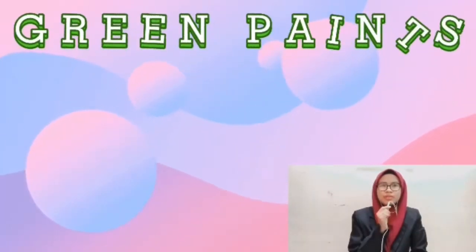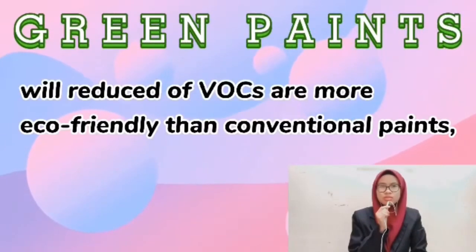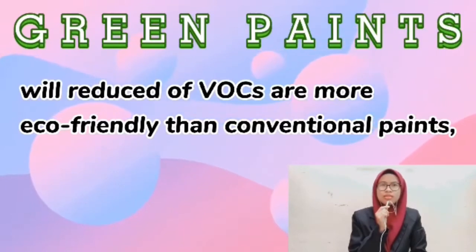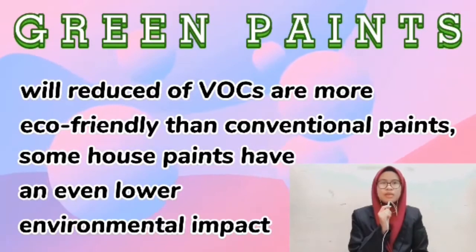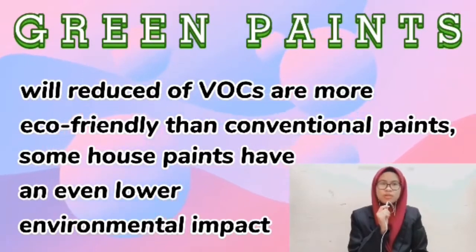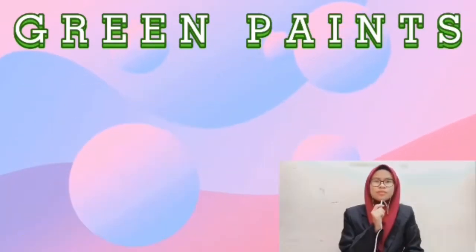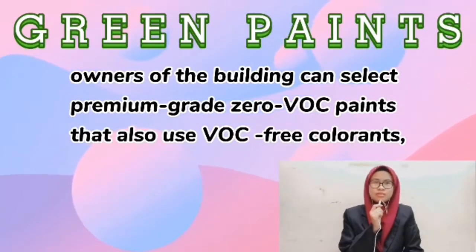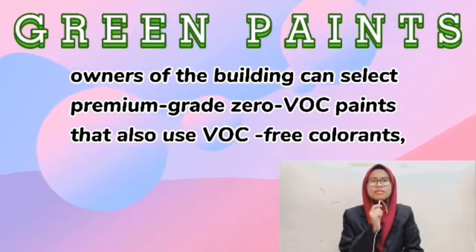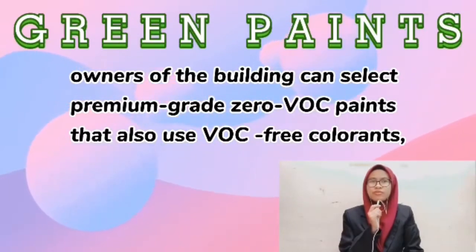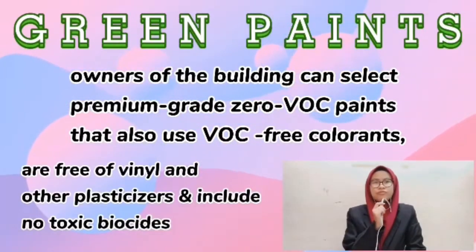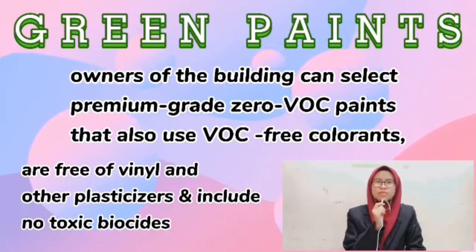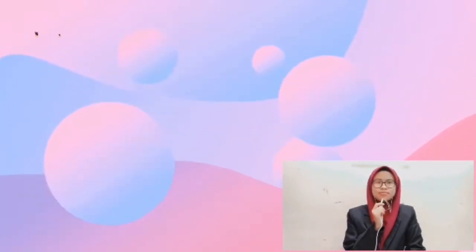Next, green paints reduce VOCs and are more eco-friendly than conventional paints. Some house paints have an even lower environmental impact. Owners of buildings can select premium grade zero VOC paints that also use VOC-free colorants, are free of vinyl and other plasticizers, and include no toxic biocides.